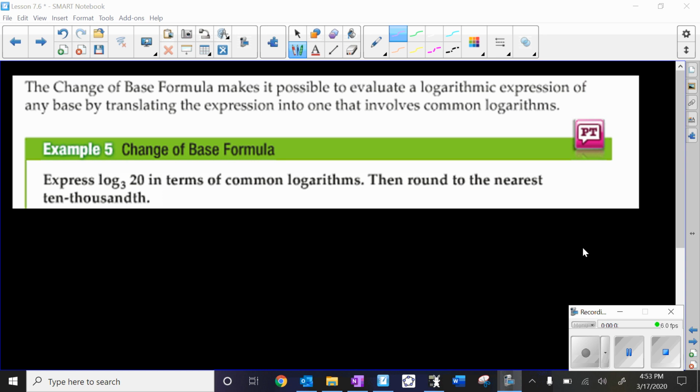The last example that we're going to look at under common logs is the change of base formula. And what the change of base formula allows me to do is solve problems that look like this: log base 3 of 20, where they want us to express it in common logs and then round to the nearest 10,000th. So I'm going to show you essentially what the answer is right away. But if you don't remember the formula to do this, you should be able to solve it using regular equations like we've done in the past.